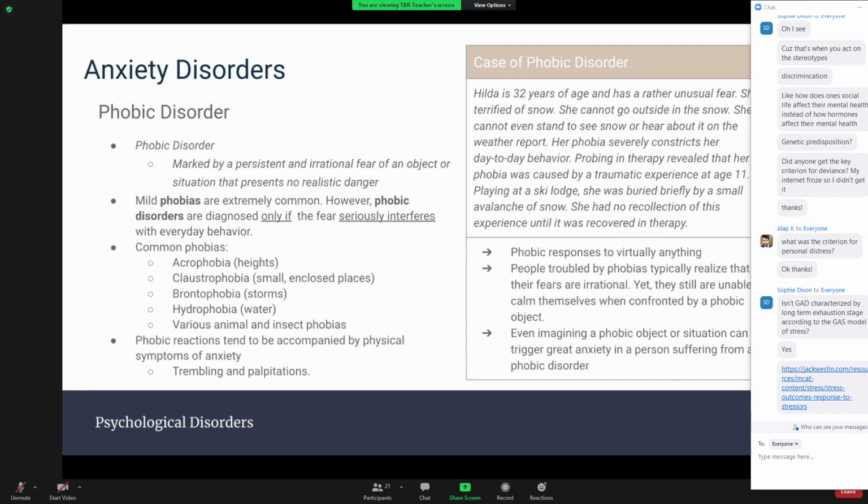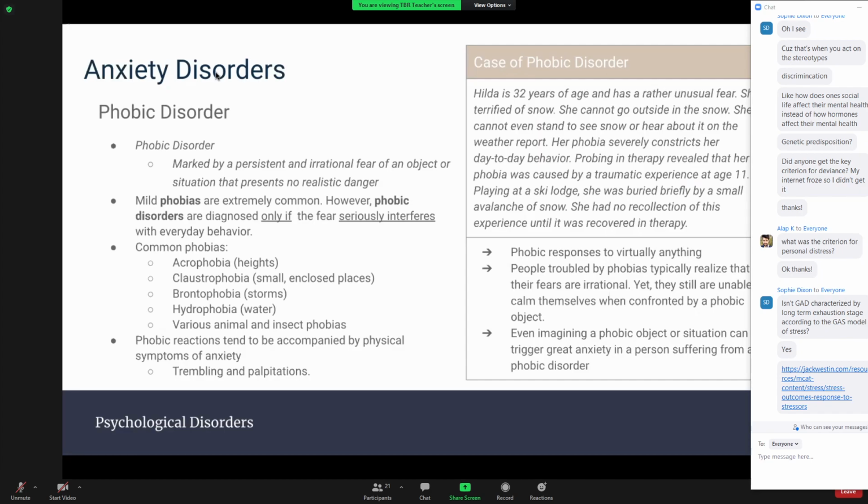And then they tend to come with the same physical symptoms of anxiety, particularly the trembling and the palpitations. So I wrote this little story right over here, which is Hilda, who is 32 years old and has an unusual fear. She's terrified of snow. She can't go outside in the snow. She can't even stand to see snow or hear about it. Her phobia severely constricts her day-to-day behavior. Key thing there, constricts.